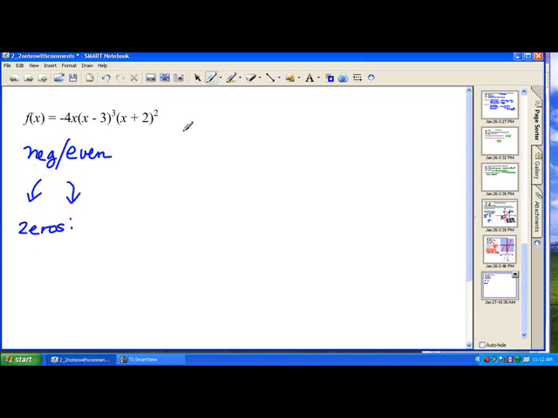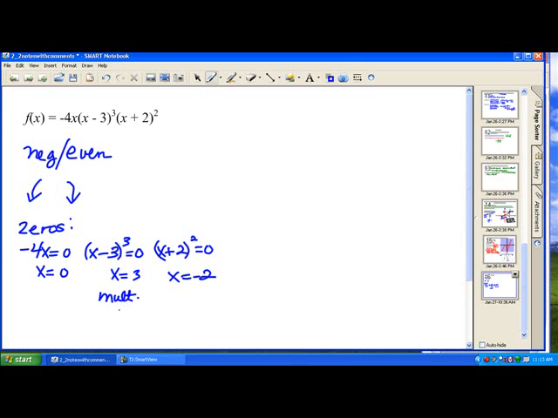What about the zeros? Well, it's already factored, right? So we really have where -4x equals 0, where (x minus 3) cubed equals 0, and (x plus 2) squared equals 0. So we would get x is equal to 0, x is equal to 3, x is equal to -2. Notice our multiplicities. 3 is a root of multiplicity 3, and -2 is a root of multiplicity 2.